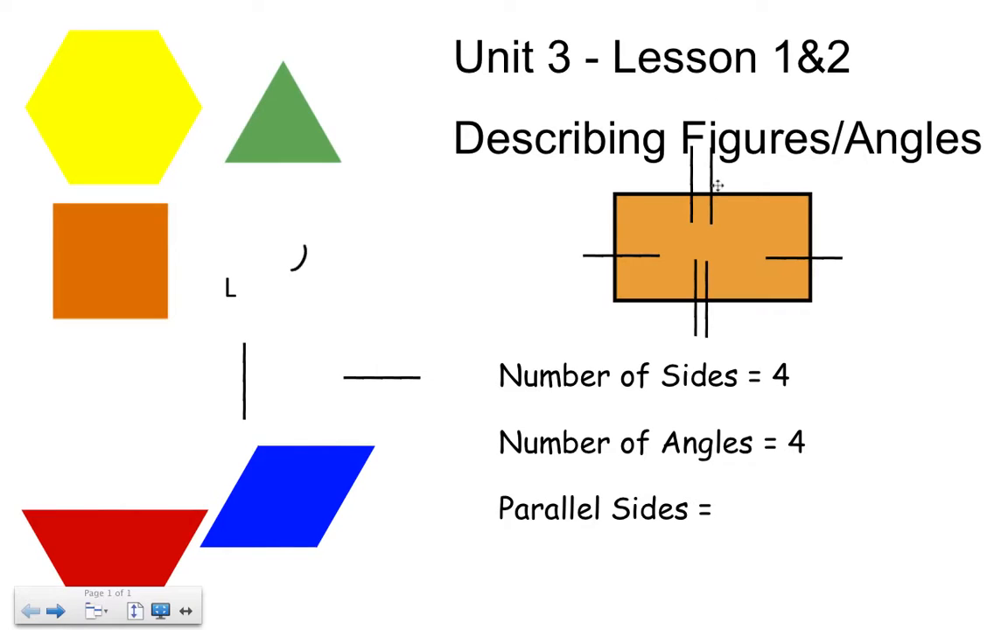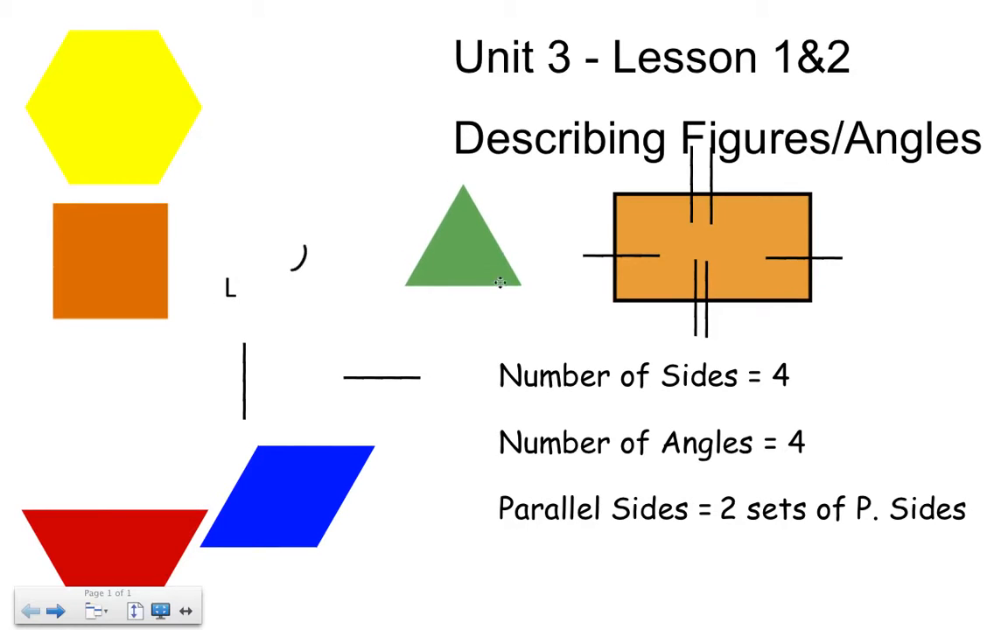So describing figures, we look at how many sides there are. In this case, there's 4. How many angles? In this case, there's 4. How many parallel sides? Well, in this case, there are 2 sets of parallel sides. When I look at this triangle, I would say there are 3 sides. There are 3 angles, and there are 0 sets of parallel sides. There's no sets of parallel sides.